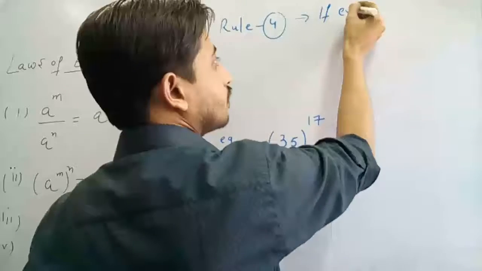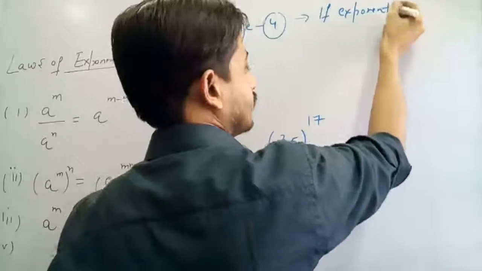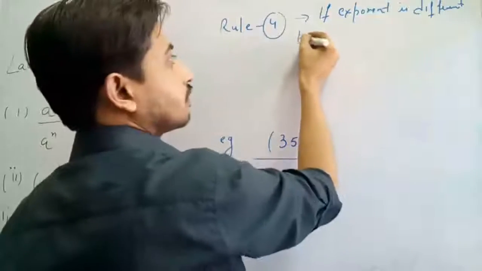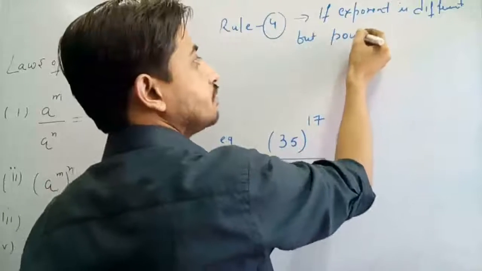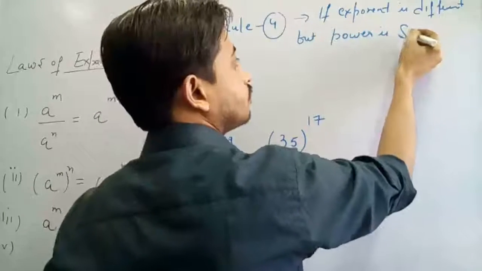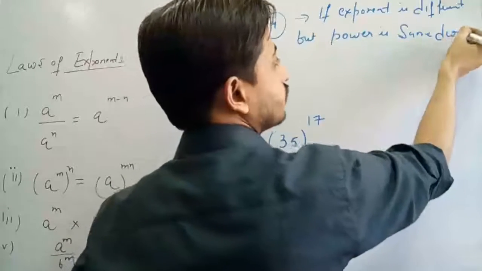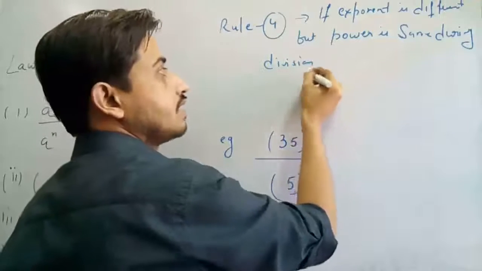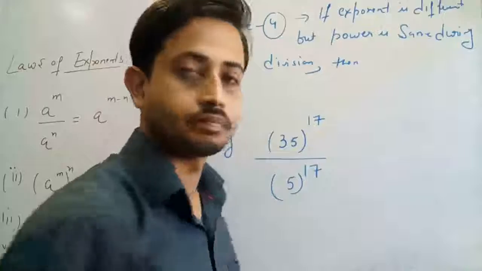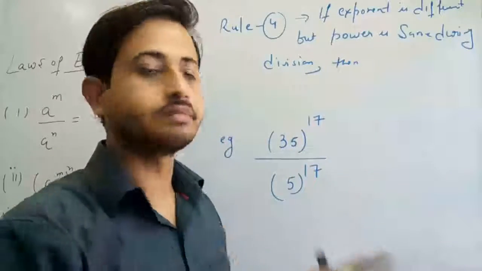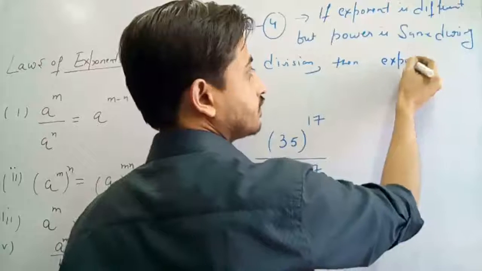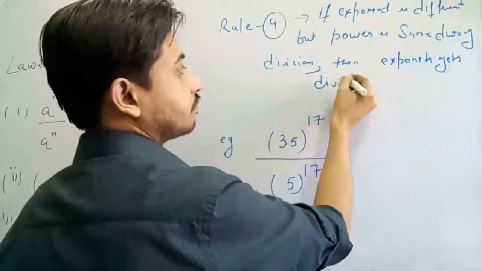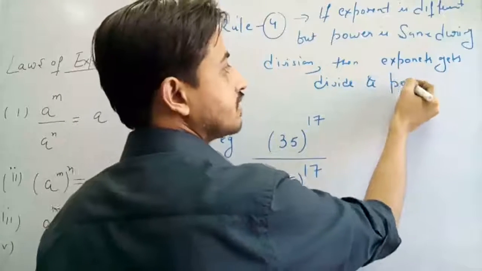If the exponent is different but the power is same during division, what's the answer? Then the exponents get divided, and the power remains same.